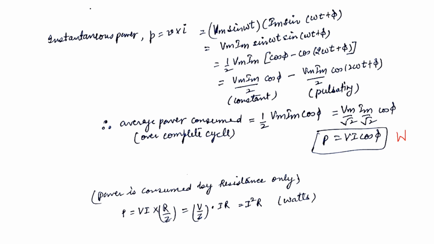Now we can see that in the RC circuit the power will be consumed only by the resistance. So we can reframe this expression for the power: P is VI into cos phi. We know from the impedance triangle that cos phi is R by Z. So we can write this as V by Z multiplied by I into R, that gives I squared R. That is watts. So P, the average power or the real power, can be calculated either using the formula VI cos phi or I squared R.